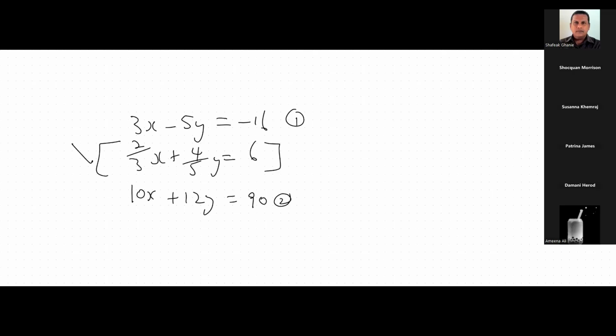So now we have our two equations, right? And now we can use the old methods. We've got 3x minus 5y equal to minus 16, and 10x plus 12y equal to 90. So they look nice now, no fractions. The bush is cleared up, and we can now solve them the usual way.